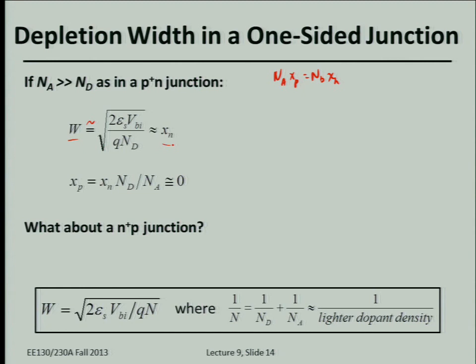Okay? What about, this hopefully is trivial for you, but anyway, what about an n plus p junction? You can write 1 over Na plus 1 over Nd is approximately equal to what? All right, 1 over Na. So basically, it's just going to be the same as this equation up here, but you have QNA. So bottom line is you just have to remember it's just going to be inversely proportional to the dopant concentration on the more lightly doped side. That's basically what is summarized here at the bottom.